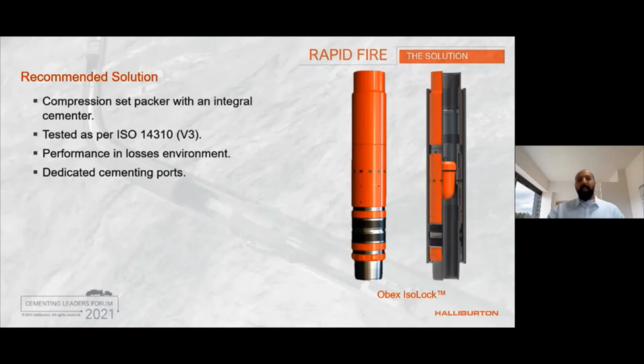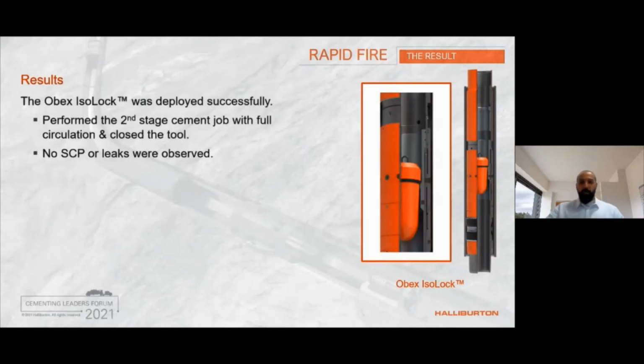The tool has 6 dedicated cementing ports, which provide a high flow by area when compared to conventional stage cementing tools. To be specific, it provides more than double the flow by area of the conventional stage cementing tool. This also allows the operator to optimize the second stage cement job displacement rates and, as a result, achieve the optimum displacement efficiency. So after the development of the OBX Isolock, Halliburton ran the tool successfully.